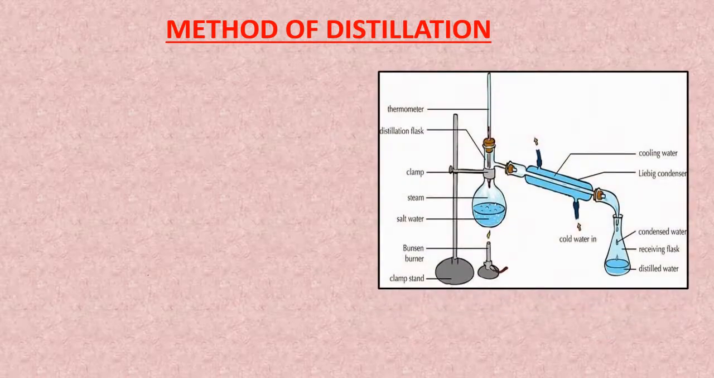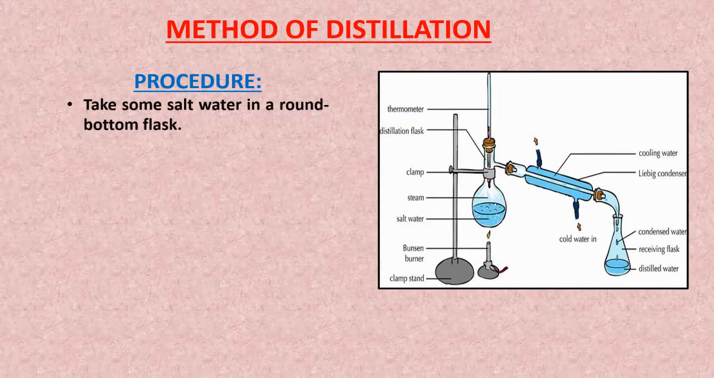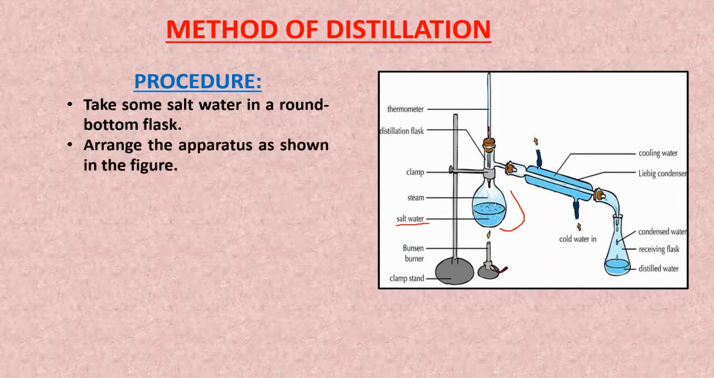The first method is the method of distillation. So this is how the apparatus is arranged in the method of distillation. So let us understand the arrangement of this apparatus with help of the procedure. Take some salt water in a round bottom flask. So over here we see a round bottom flask. This is the round bottom flask and this flask has the solution of salt water. And arrange the apparatus as shown in the figure.